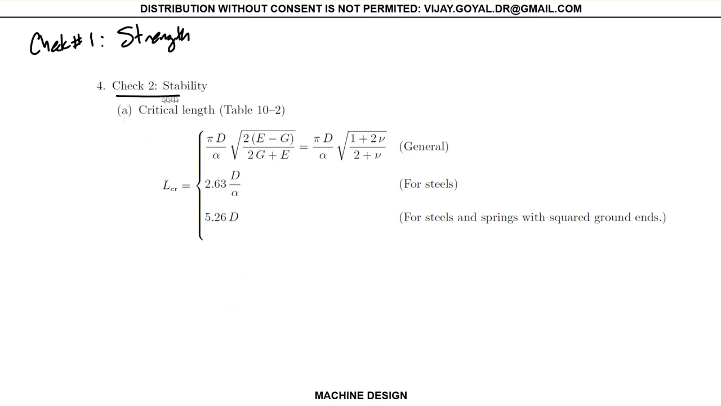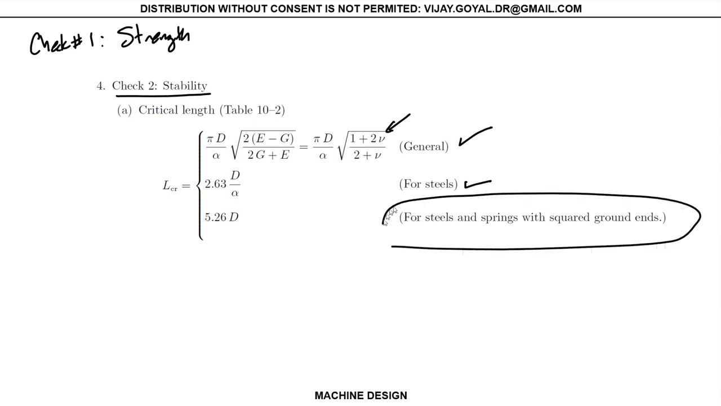Check number 2 is stability. You want to make sure your springs don't buckle. To find your critical load, what you will do is find your critical length. You can use any of these equations. This is your Poisson's ratio. This is general and applies for everything. This applies only for steels, and since most of ours are steels with square ground ends, this value becomes very handy.